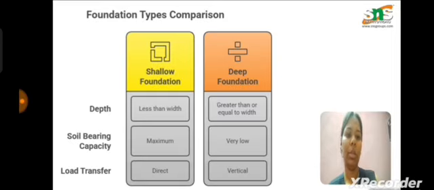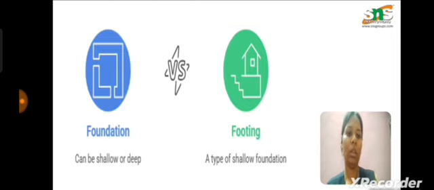Next one is the soil bearing capacity. The soil bearing capacity will be more in a shallow foundation when we compare with the deep foundation. The soil bearing capacity will be low in the deep foundation. The load transfer will be direct to the soil in a shallow foundation. When we compare with the deep foundation, the load transfer is vertical, as we use a pile or caisson. Next one, the difference between the foundation and the footing. There are two types of foundation, shallow foundation and deep foundation. The shallow foundation is called the footing.